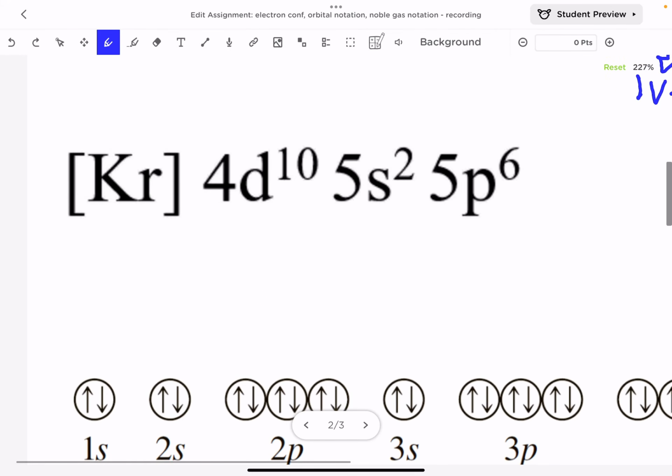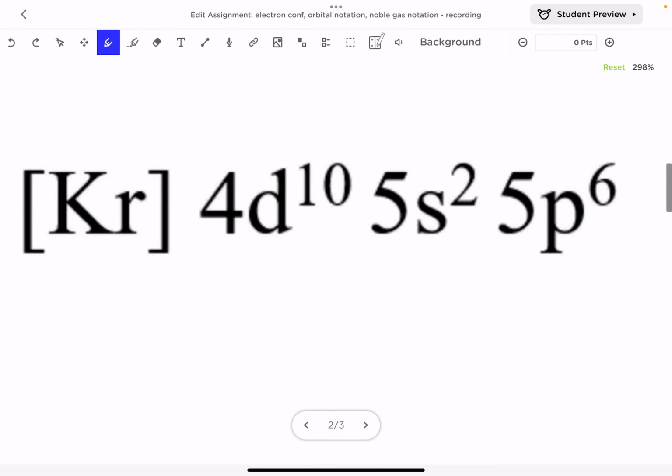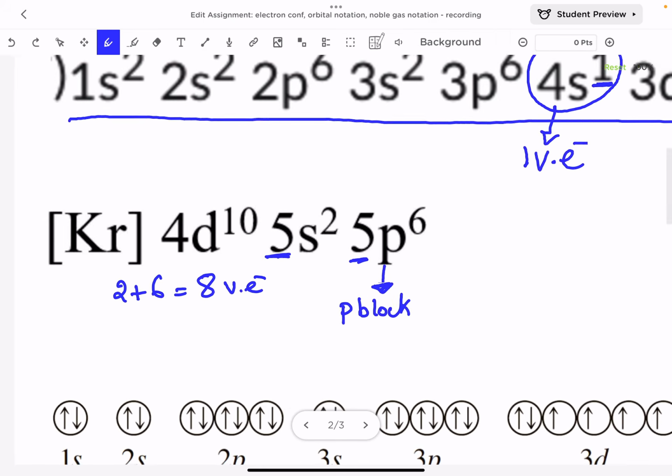Now, looking at a noble gas notation, it's not that different from an electron configuration. We have to look at the highest energy level occupied with electrons, and the highest level is 5. So in this level, we have 8 electrons, meaning that we have 8 valence electrons. And the last letter written is p. It means that this element belongs to the p block side of the periodic table.